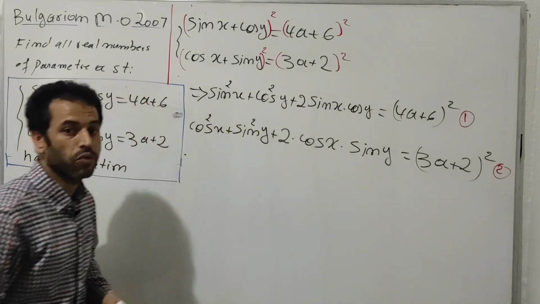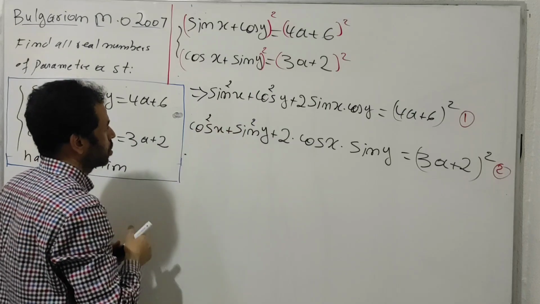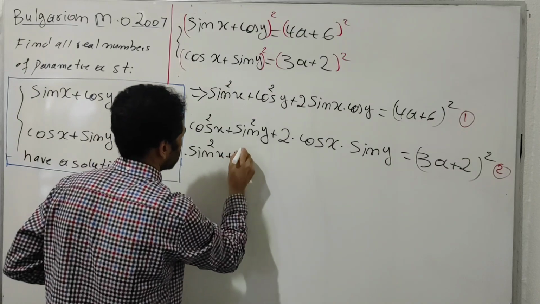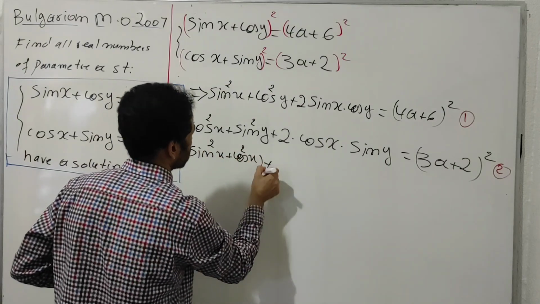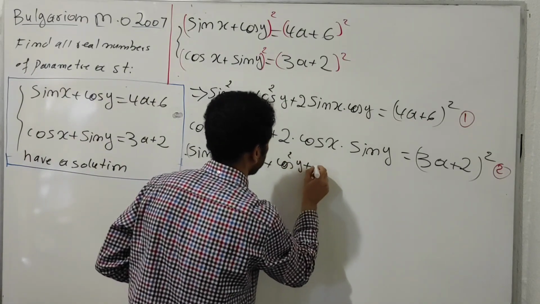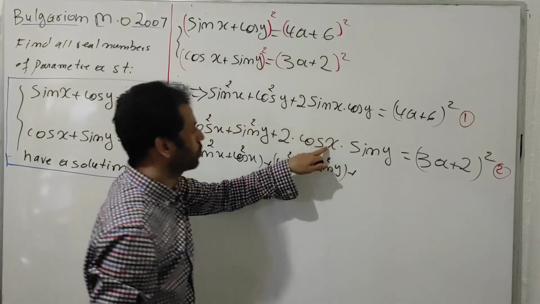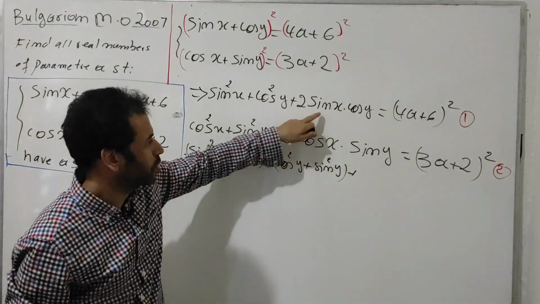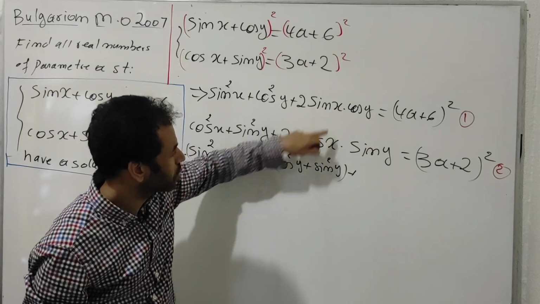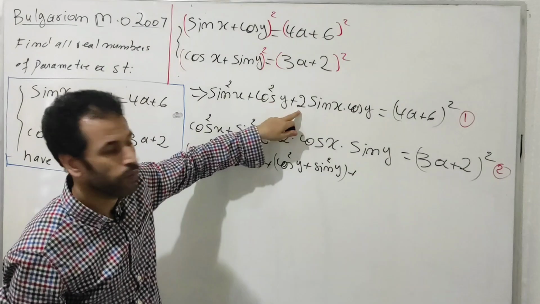By adding equation number 1 and equation number 2, I will have the following expression. Adding these gives us sine square x plus cosine square x. For the second term, we get cosine square y plus sine square y. For the third term, be careful mixing these terms because they are totally different: one has sine x, the other has sine y. But I can take 2 as a multiplier for both terms.